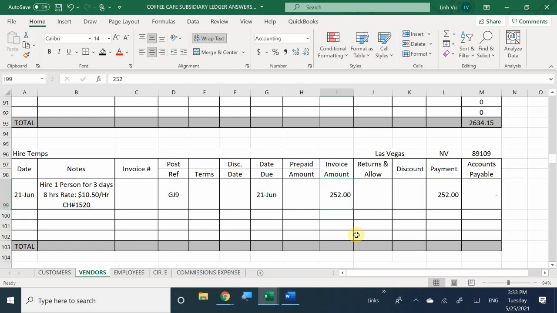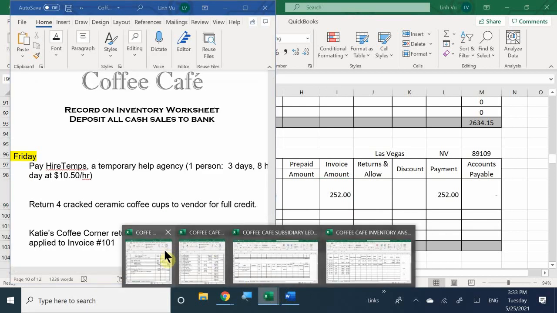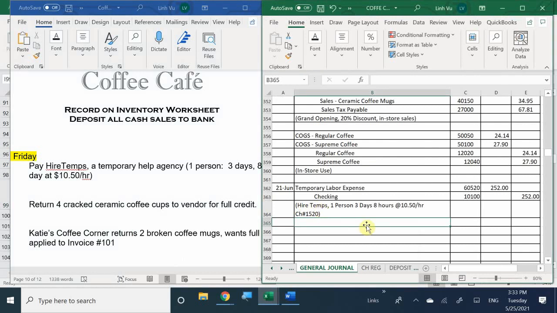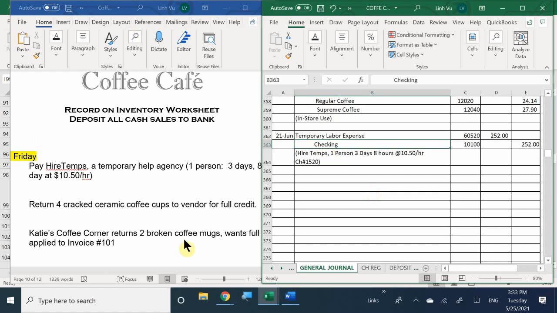All right. Anything else that you think we should add? No. Good. And we won't go to the employees because this didn't concern one of our employees. It just was through the hire temps agency. Correct. Good. So with this transaction, I will call it complete. Good. Right? Because we went from journal to ledger to subsidiary ledger. No effect with inventory. So we are complete with this transaction. Right? So then what else happened?